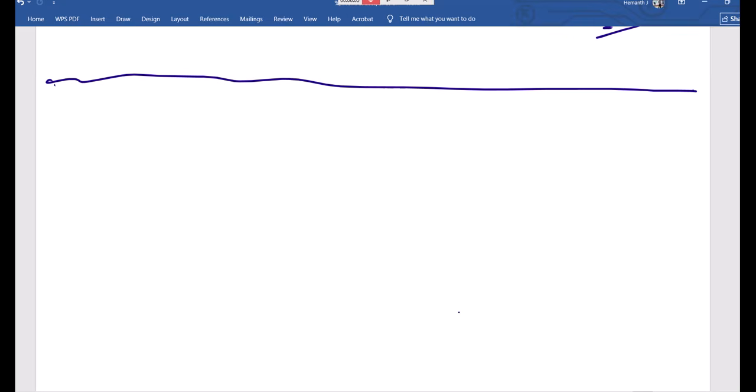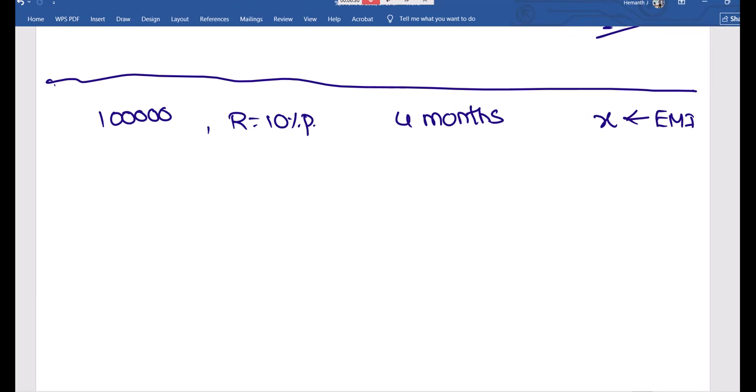Let's say you take it for 4 months, and 1 lakh rupees is the washing machine cost. The washing machine cost is 1 lakh rupees. You want to take it on EMI. The EMI amount is X. X is the EMI you have to pay every month. You are supposed to calculate what is to be paid, and the rate of interest that the bank is expecting is 10%.